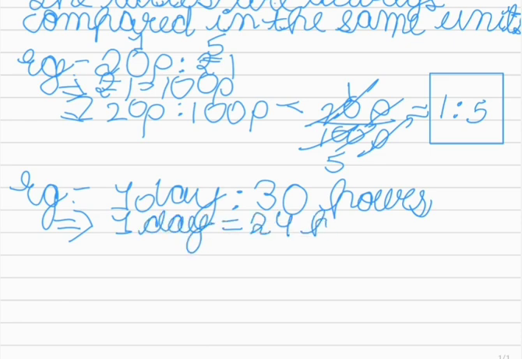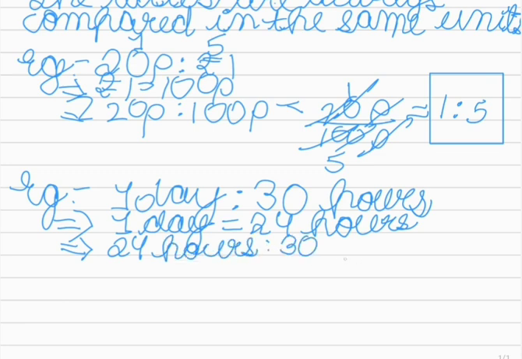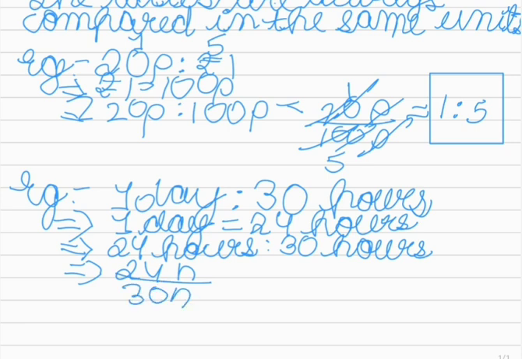1 day is equal to 24 hours. So 24 hours is to 30 hours. So 24h by 30h. So see, we can cancel hours by hours, and 24 we can cancel by 2, so 12, and 30 by 2, so 15. And these both have the common factor of 3, so 4 by 5. So the simplified ratio is 4:5.